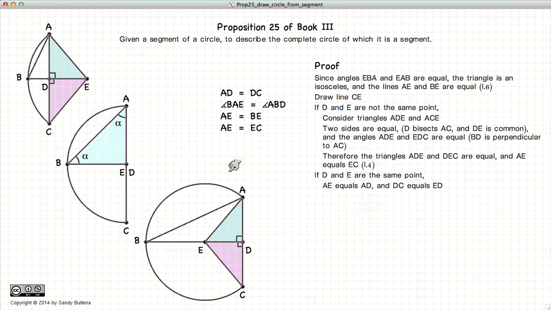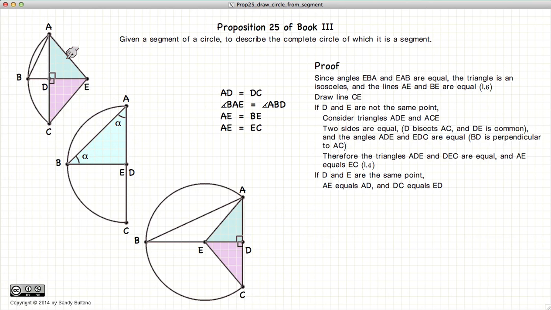If we look at this middle case, where the point E is also equal to the point D, we still have that AE is equal to AD, for obvious reasons, since it's the same point. However, AE is equal to EC, since we've bisected this line to create the point D, which corresponds to the point E. So this line here is equal to this line here. And because this is an isosceles triangle, we also have that BE is equal to AD.